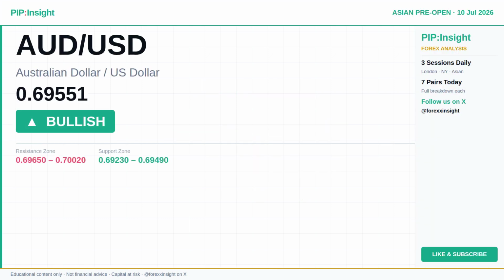Aussie dollar. The chart is showing bullish structure on this session. The 4-hour trend is to the upside. Resistance is marked between 0.6965 and 0.7002. Support is marked between 0.6923 and 0.6949. Here is the full chart breakdown.